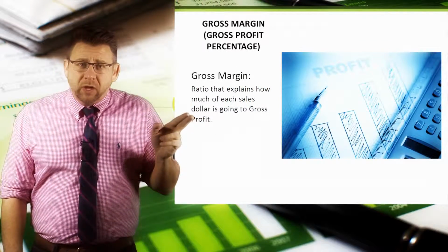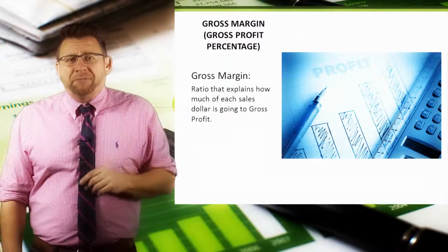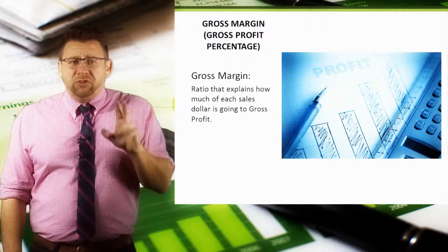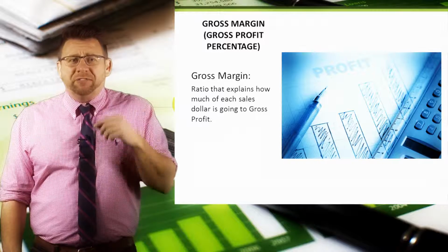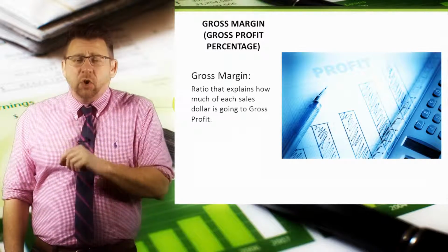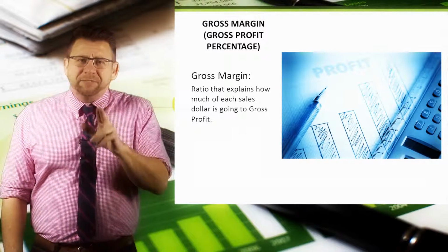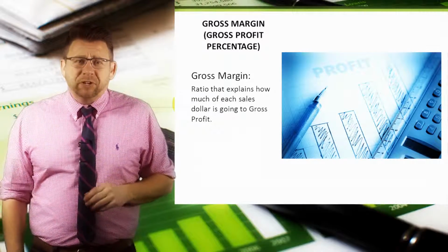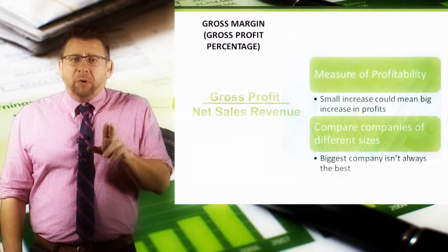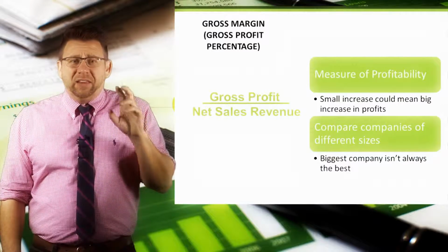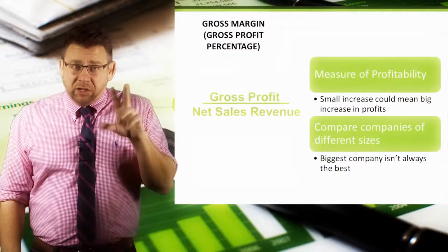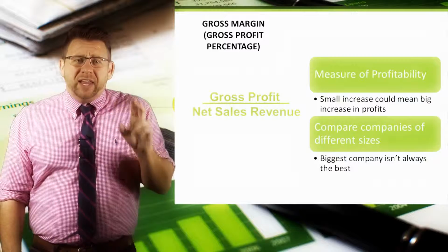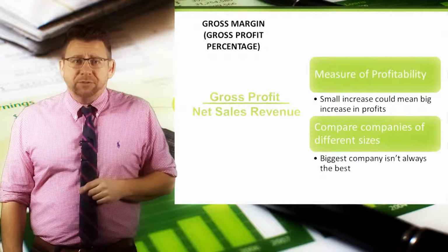Gross margin, which is sometimes called the gross profit percentage, is a ratio that shows how much of every sales dollar is going to gross profit. This is very helpful for investors and creditors when they compare companies of different sizes. Gross margin is calculated by taking the gross profit in dollars and dividing it by the net sales revenue in dollars.